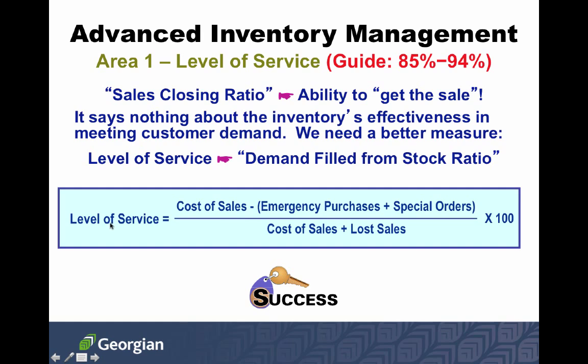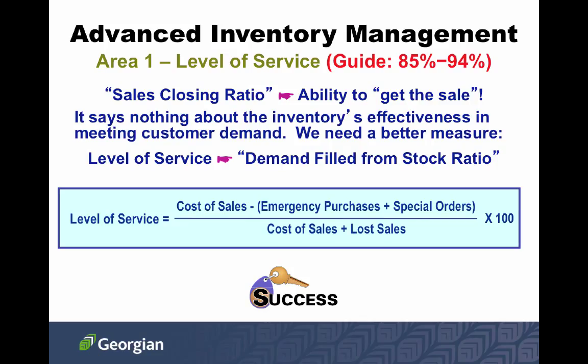Okay, so level of service is, when you look at that, let's say you're in a weekly stock order system where you have stock purchases, you have emergency purchases, and you have special orders or supplementary orders. Well, if those are the only orders you submit, it would be fair to say that what's left after I deduct from cost of sales the emergency purchases and the special orders must be that proportion of cost of sales that was completed from parts purchased under stock orders.